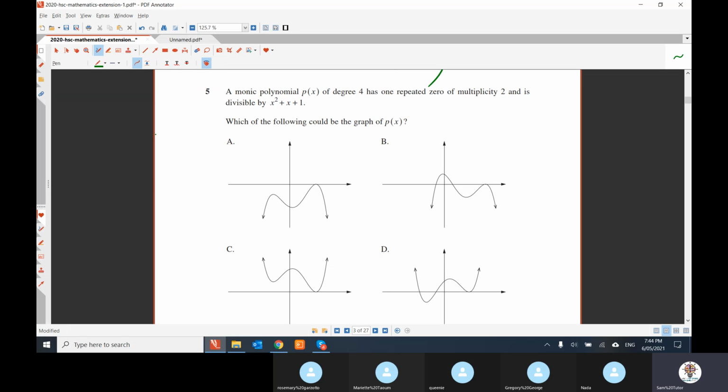of degree 4 has one repeated 0 of multiplicity 2 and is divisible by x squared plus x plus 1. Which of the following could be the graph of p of x? A monic polynomial of degree 4, x to the power of 4, has one repeated 0 of multiplicity 2, which means if it's not this guy, it's got to be something like this, right? And is divisible by this, right? Which of the following could be the graph? Well, it has to be x to the power of 4, right? Has one repeated 0 of multiplicity.